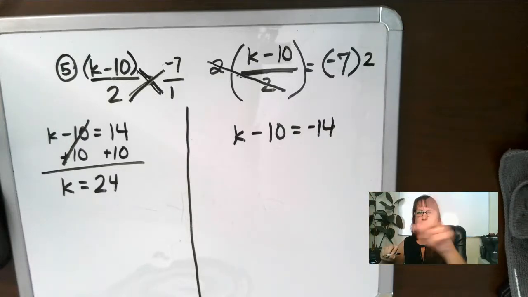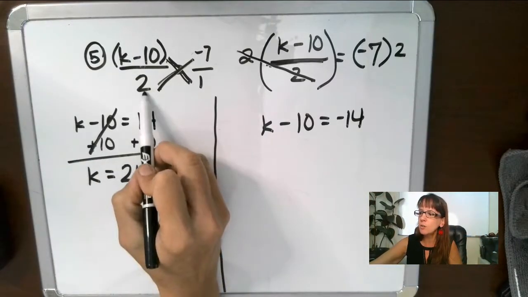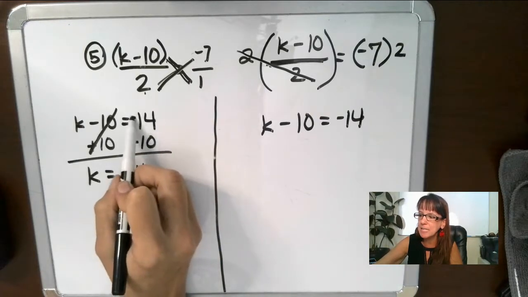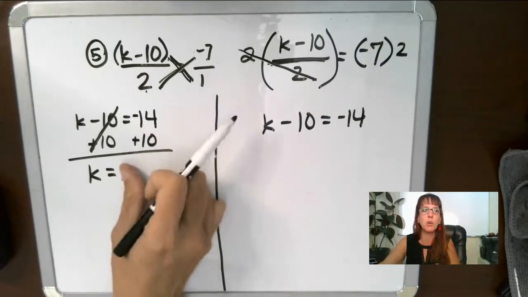Oh, this means I made a mistake. Go back and look. 2 times negative 7 should have been negative 14 here. Negative 14. This is why it's important you check your answers.